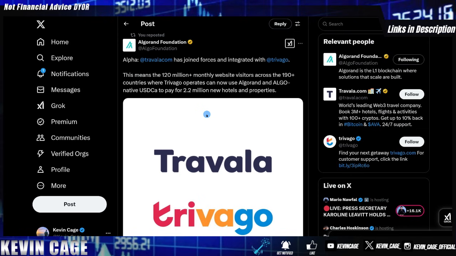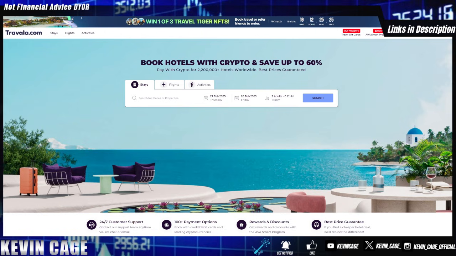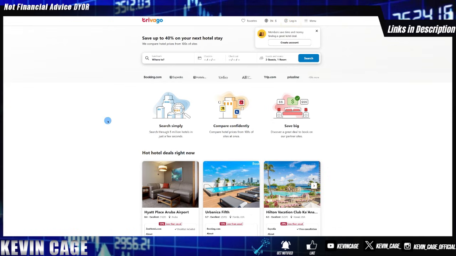I also saw shared by the Algorand Foundation, so we have Travala.com has joined forces and integrated with Travago. This means that 120 million plus monthly website visitors across the 190 plus countries where Travago operates can now use Algorand and Algo native USDC, which is USDC on Algorand, to pay for 2.2 million new hotels and properties. So feel free to check out these websites, and we're going to see a lot more eyes on Algorand, which is good, and this is the future for a bunch of chains.